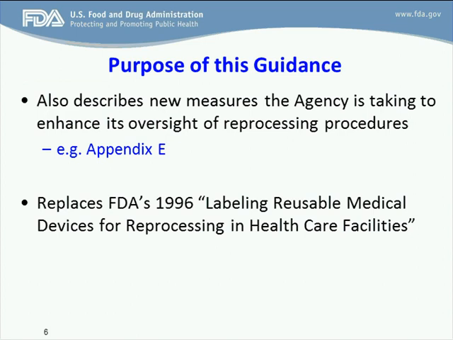In addition, this guidance also describes new measures the agency is taking to enhance its oversight of the reprocessing of reusable devices. For example, in Appendix E of the guidance, FDA has identified a subset of medical devices that pose a greater likelihood of microbial transmission and represent a high risk of infection if they are not adequately reprocessed. So the 510(k) submissions for these devices in Appendix E should include protocols and complete test reports of the validation of the reprocessing instructions. And finally, this final guidance document replaces FDA's 1996 guidance document titled Labeling Reusable Medical Devices for Reprocessing in Healthcare Facilities.